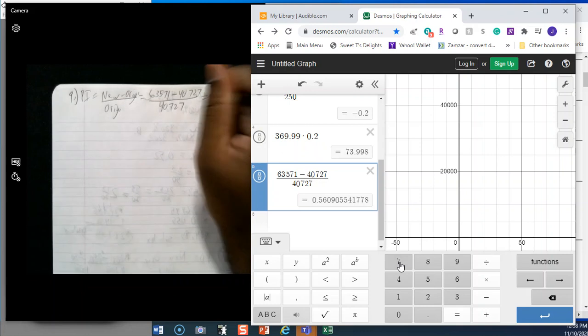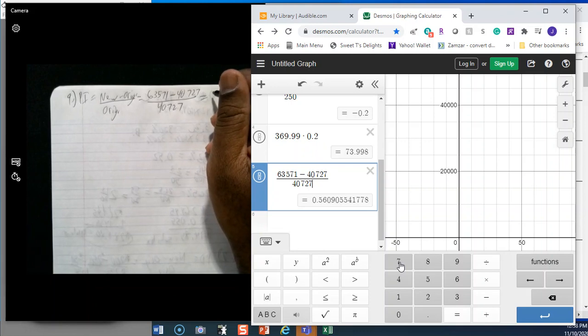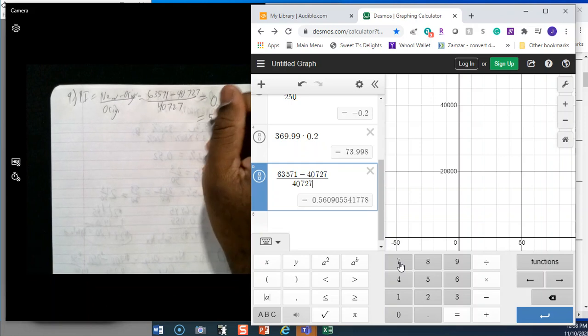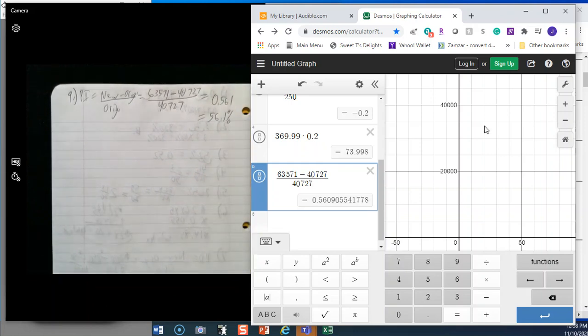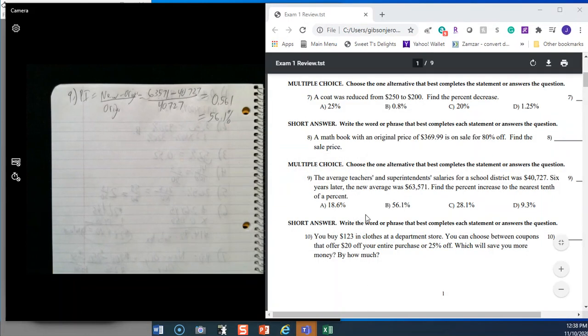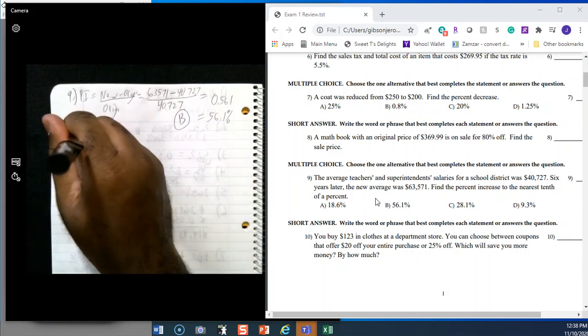So this will give us, if we round it to 3 decimal places, because I think the final answer has it in 3 decimal places, 0.561, which is 56.1%. That was the increase. 56.1%, which would be B. Now that's a nice increase.